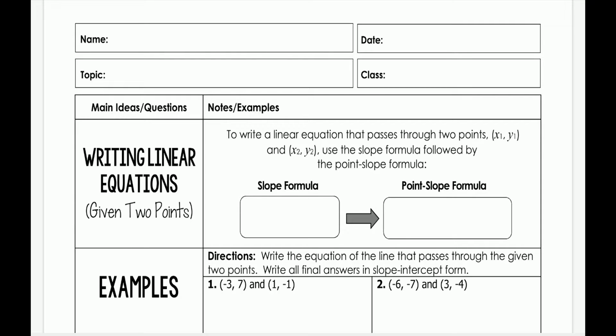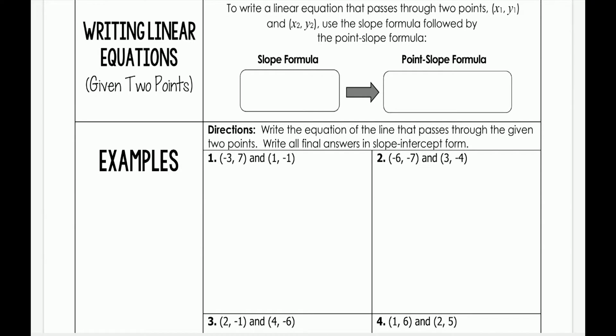Today we're going to be talking about the point slope formula, but this is going to be part 2 to the video that was given to you on Monday. With this one, we're going to be talking about what happens if we're only given 2 points. We have to write a linear equation that passes through 2 points. We have to use the slope formula to determine the slope, and then we can use the point slope formula.